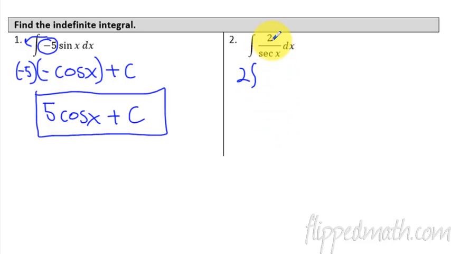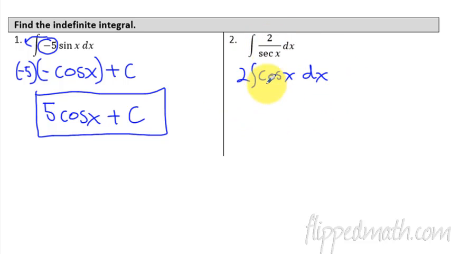Integral. Now, this would be 1 over secant x. That's the same thing as cosine x dx. So sometimes it's helpful if you can rewrite the trig expression so that it's an integral that is much easier for you. That is where all of those Pythagorean identities and crazy trig identities come in handy from pre-calculus and from trigonometry, because it helps you with calculus if you can rewrite it.